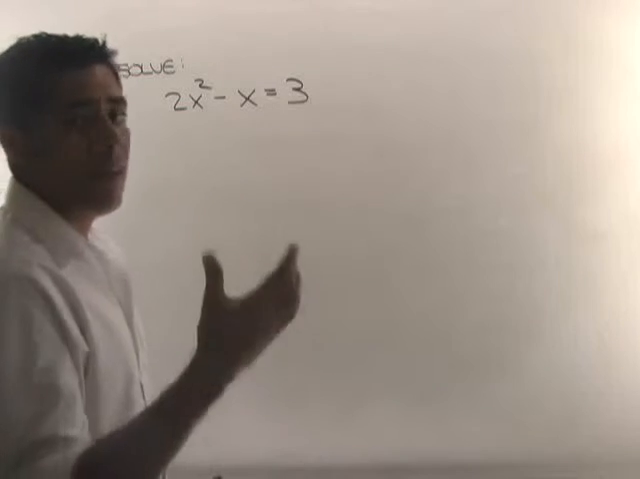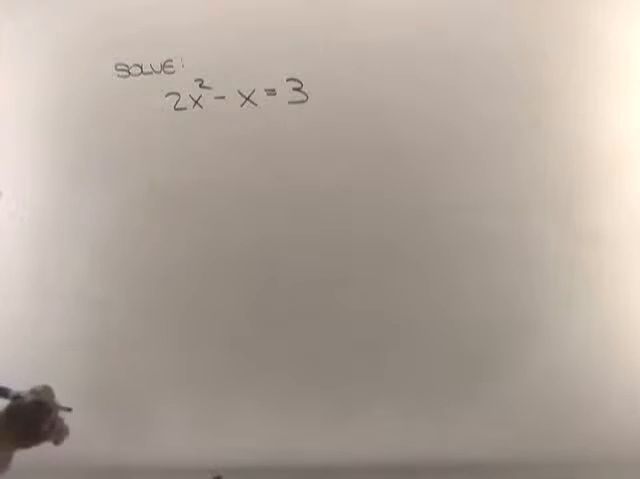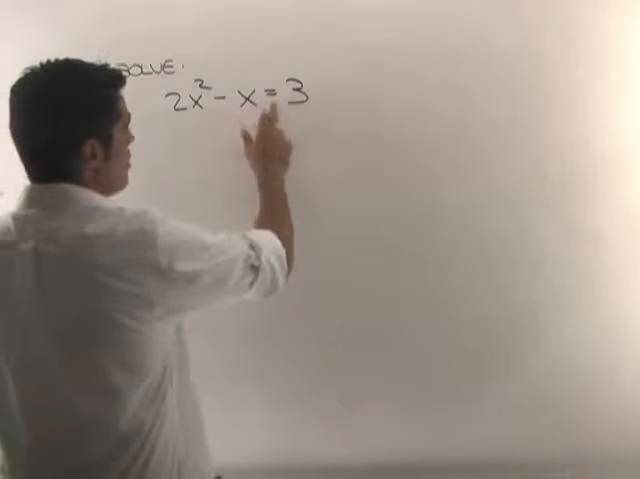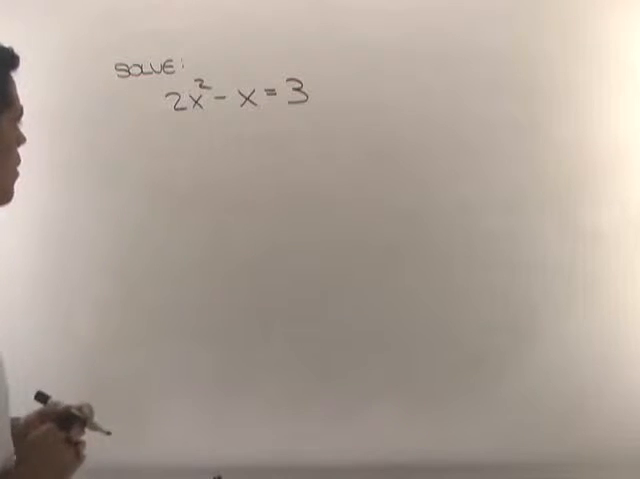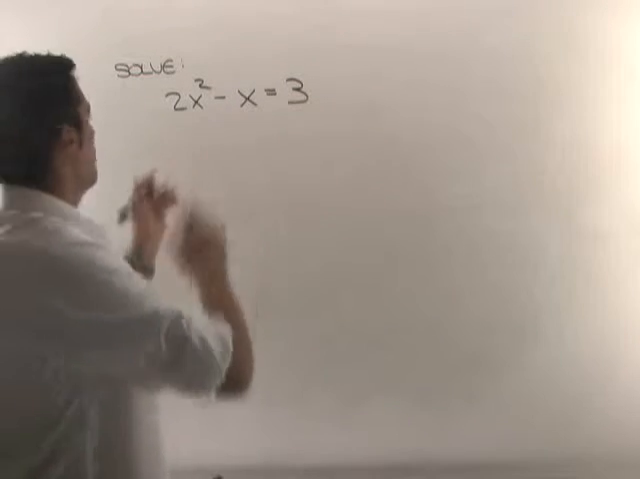Okay, for this problem we're going to be asked to solve what's called a quadratic equation. So first we notice we've got an equation. It's a quadratic because the highest power on x here is 2. Alright, now to solve a quadratic equation, we're going to move everything to one side.